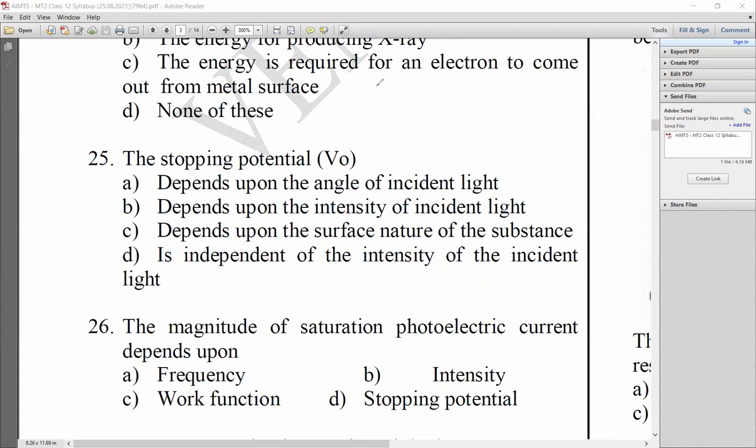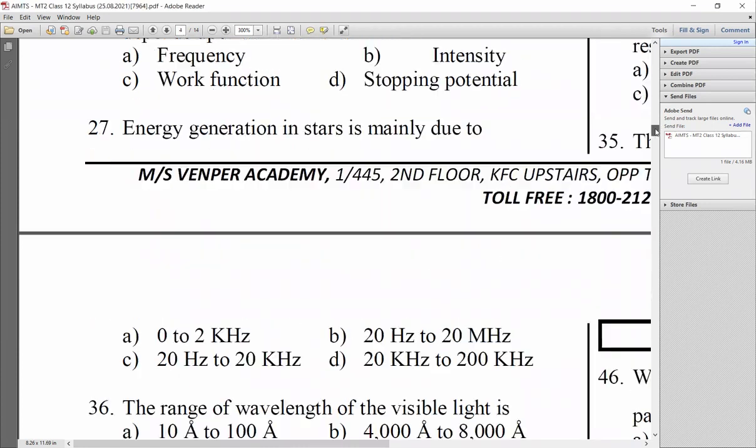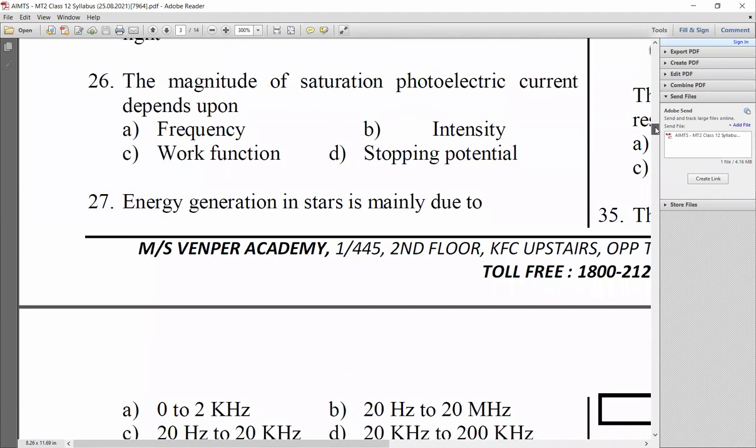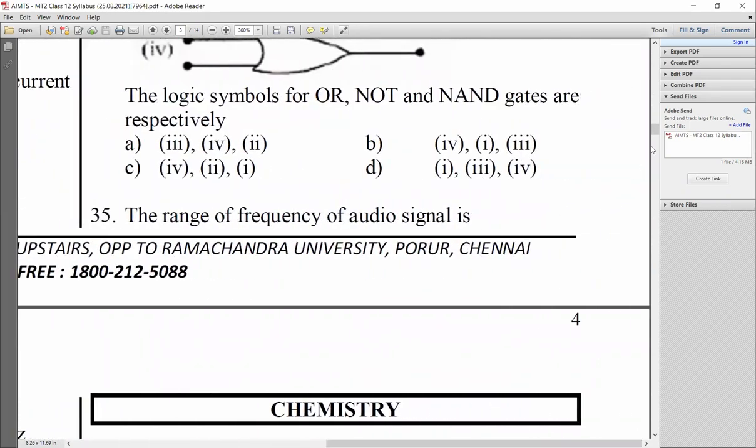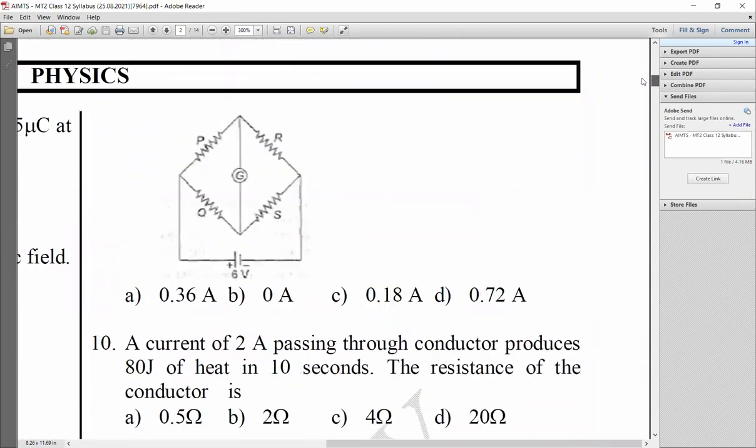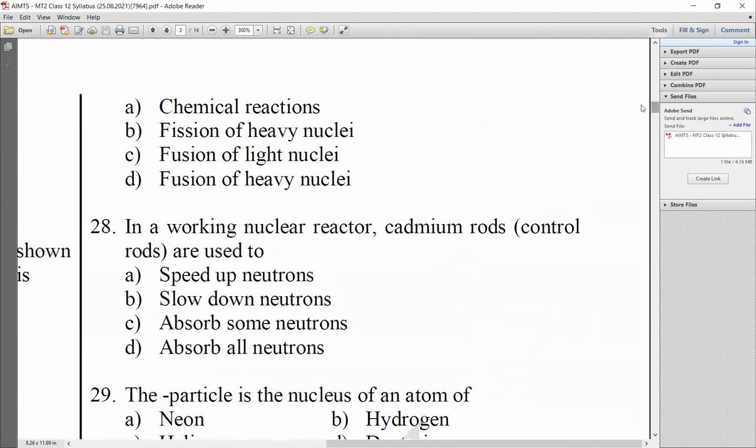Now question number 27. Energy generation in stars is mainly due to: chemical reaction, fission of heavy nuclei, fusion of light nuclei, fusion of heavy nuclei. Like the sun, nuclear reactions are taking place in stars.